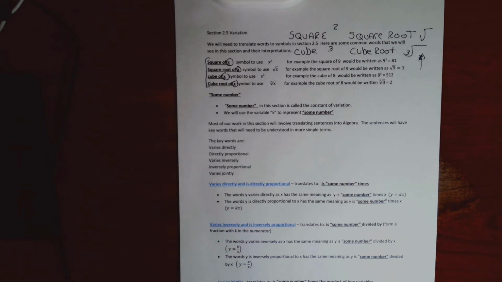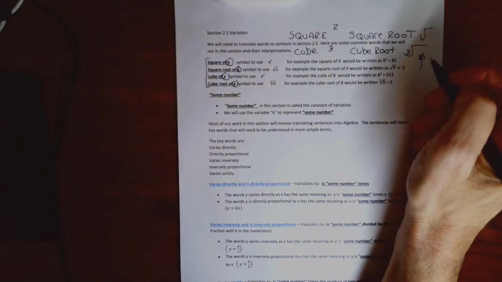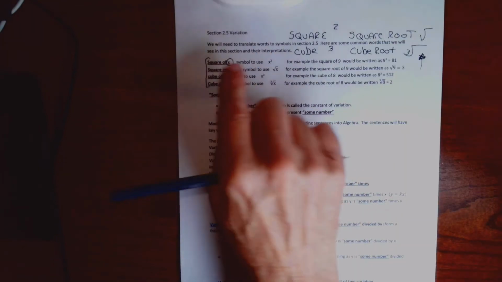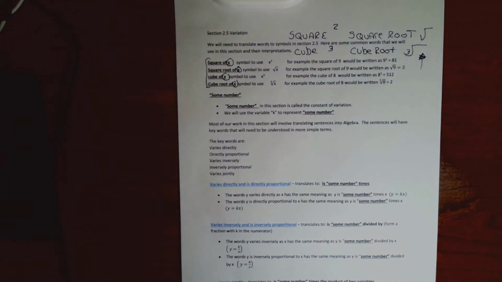Those chunks of words, square, square root, cube, and cube root, they probably come in half the problems in this section. So if I see square root of w, I have to immediately know how to make that into a symbol. That's an important skill.